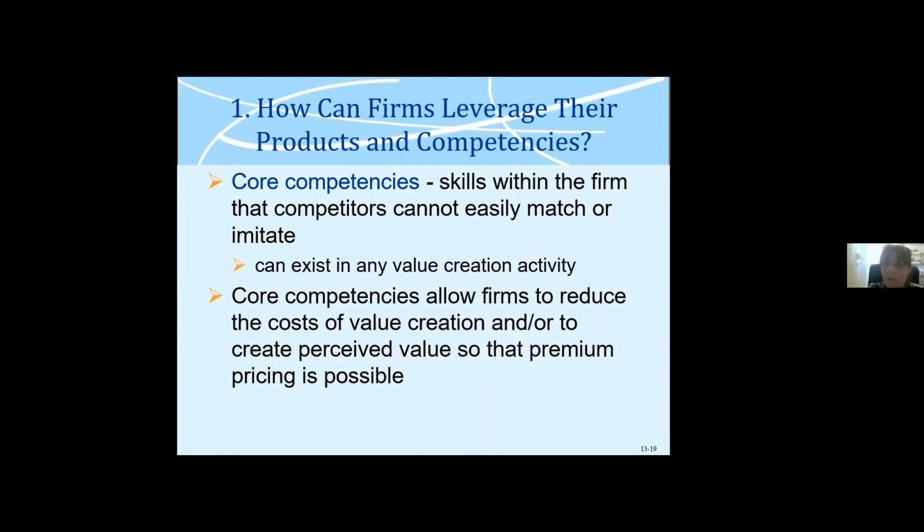For example, Toyota has a core competence in the production of cars, so it is able to produce high quality, well-designed cars at a lower delivered cost than other firms in the world. Or another example, McDonald's has a core competence in managing fast food operations.